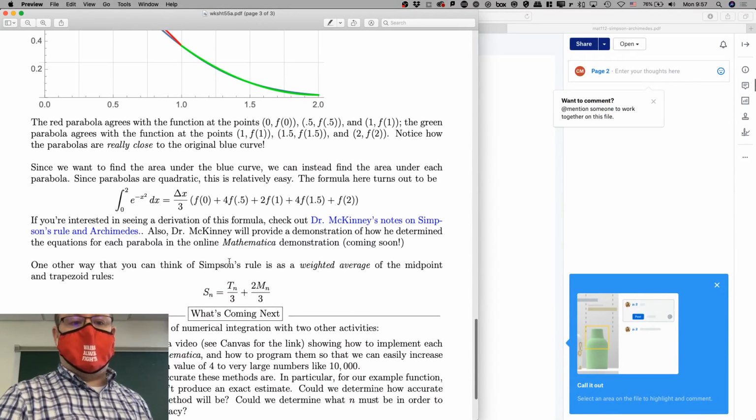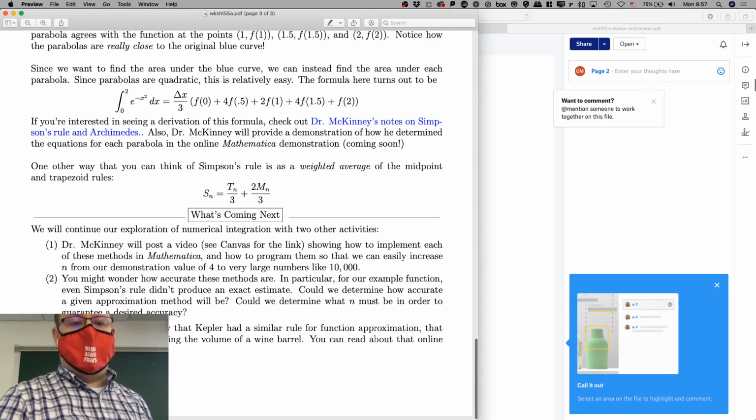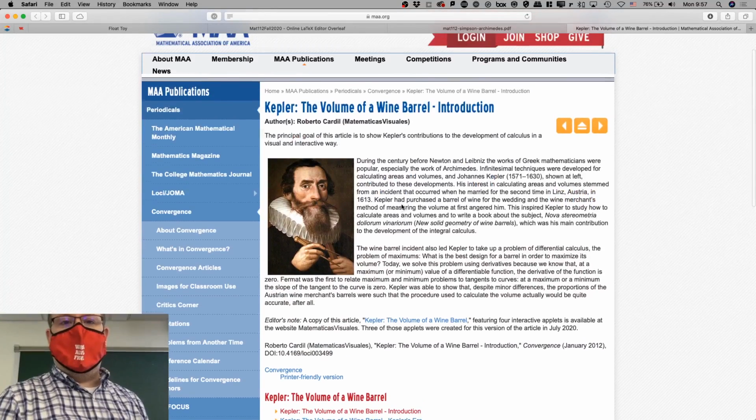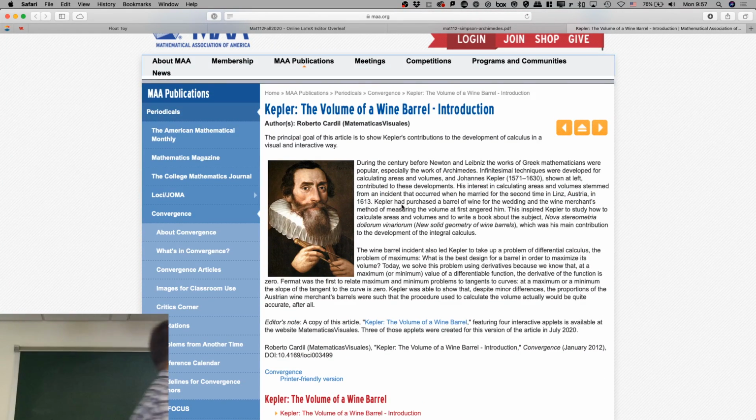There is actually a Kepler who supposedly also solved this problem, and the problem he was interested in was approximating the volume of a wine barrel, right? So if wine barrels aren't a standardized size, which they weren't back then, how could you determine how much wine is in the barrel and therefore how much you should pay for it?